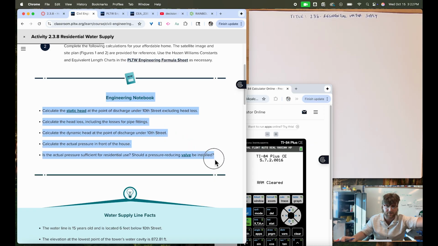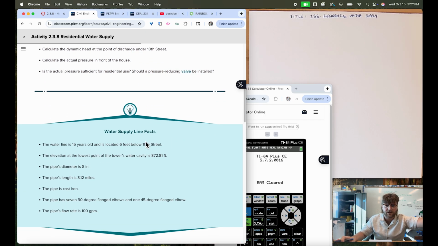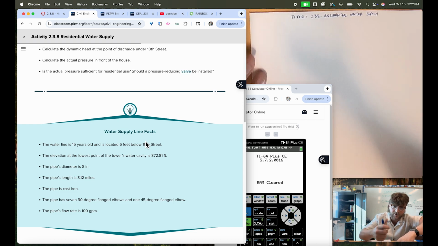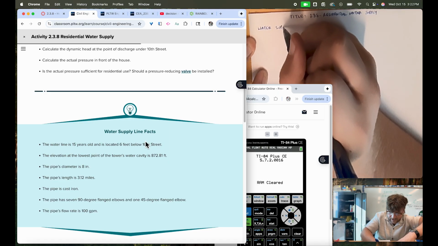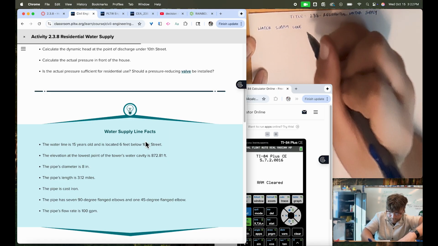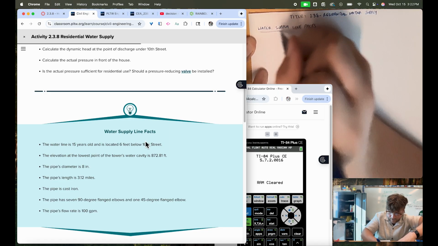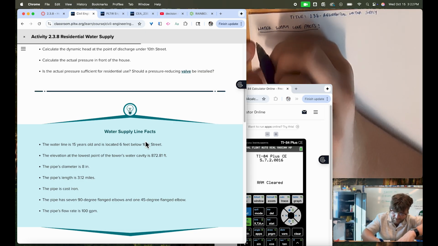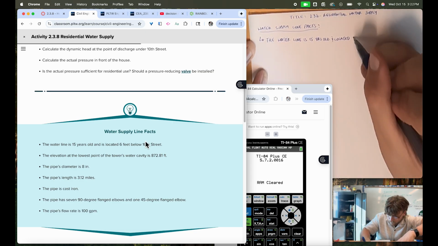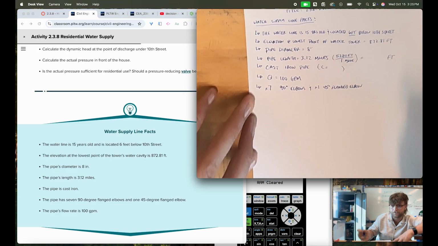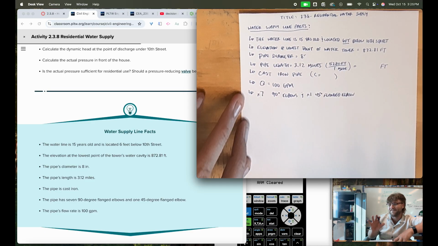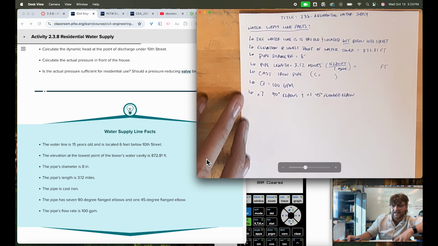So these are the things that we're going to be calculating here. It is going to be guiding us through, but that's just to give you a little preface of what all we're going to be calculating. Now, these water supply line facts are very, very important that we know. This is for our particular scenario, water supply line facts. So make sure that you have this written down. I'm going to do a little speed through here. Okay, perfect. Now we've written down all of these facts that pertain to our situation.